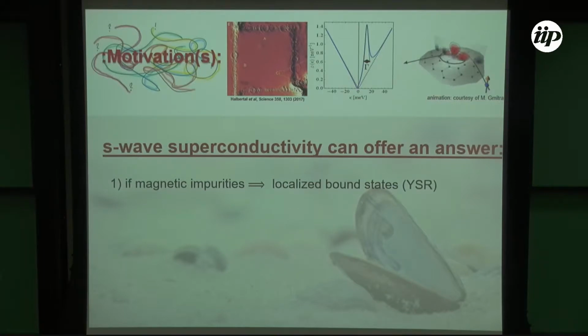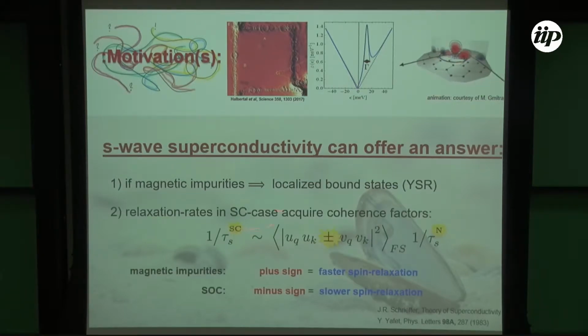And the second one is that if you are computing the spin relaxation rate in the superconducting phase, and you compare it with the spin relaxation rate in the normal phase, what appears is some combination of the coherence factors. And this combination can be constructive, which would be this plus sign, or can be destructive, and this would be the minus sign. And what discriminates which sign is here is the parity, or basically time reversal symmetry, of the interaction.